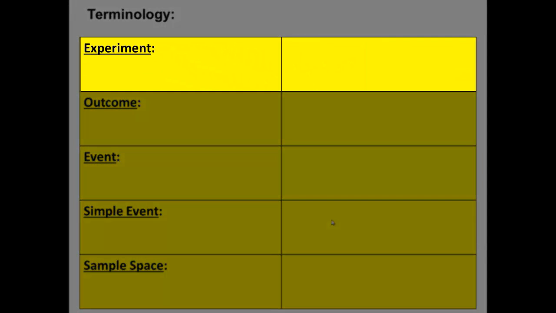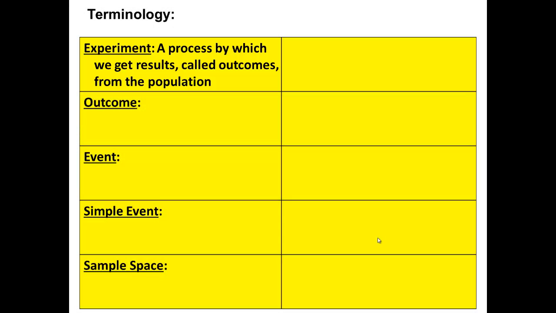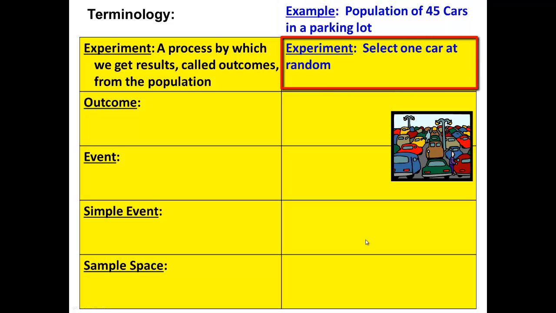Our first word is experiment. An experiment is a process by which we get results, called outcomes, from the population. To help with this terminology, we will start with an example. In this case, a population of 45 cars in a parking lot. An experiment from this example might be to select one car at random.